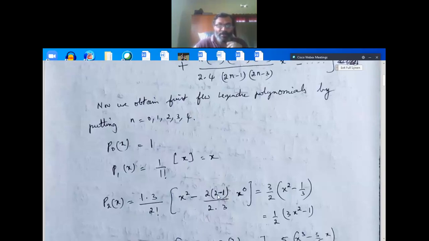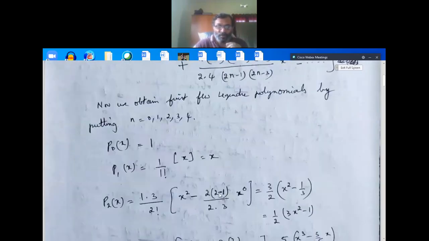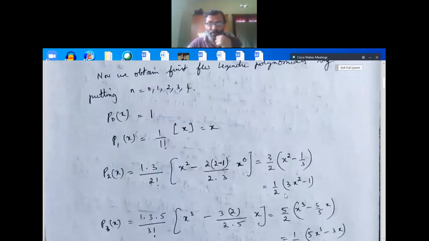How did we get it? I got it from this formula by substituting. So this will now be 3 by 2 x squared, 2 into 2 minus 1 is 1, 2 cancels, so 1 by 3. So 3 by 2 into x squared minus 1 by 3. That can be written as, I wrote this 1 by 2 outside and this 3 I multiplied inside. So 3x squared minus 1, so 1 by 2 into 3x squared minus 1.